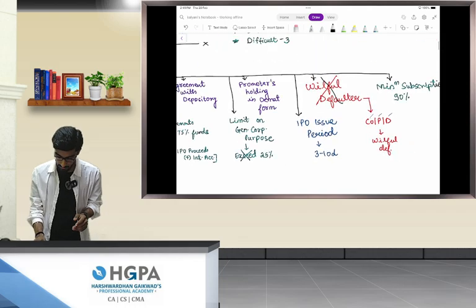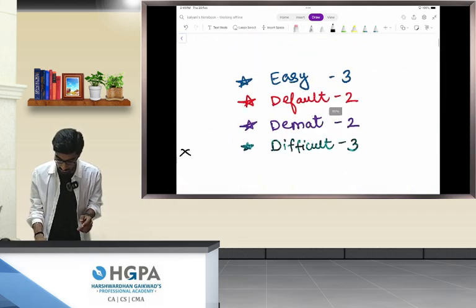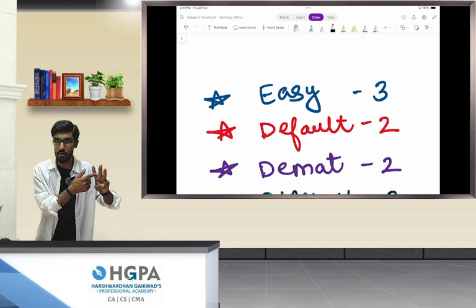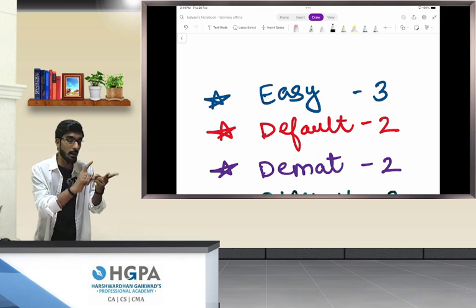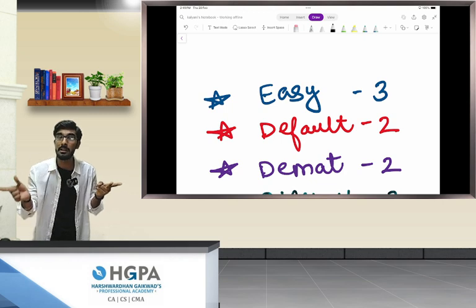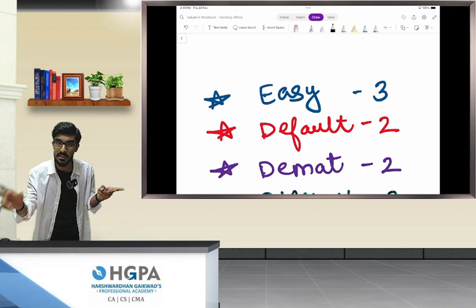Clear? Next, people, quickly we will revise whatever we have learned in the 3 colors. 3 easy ones we understood right now. 2 default related: you should not be a willful defaulter. Promoter, director, issuer should not be debarred by Sebi or involved with companies debarred by Sebi from accessing the capital markets. Capital markets means stock exchange.